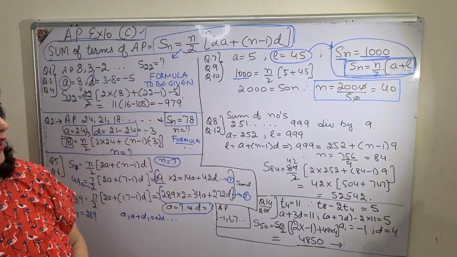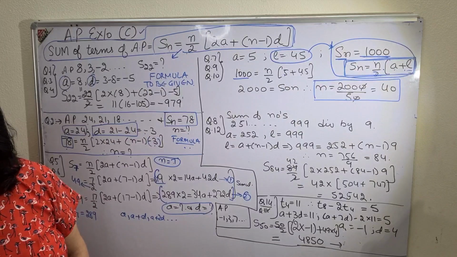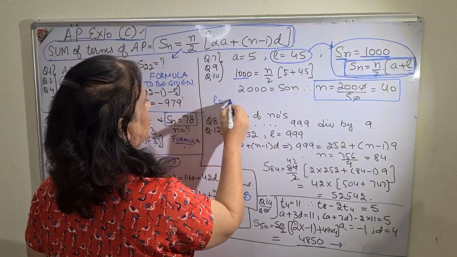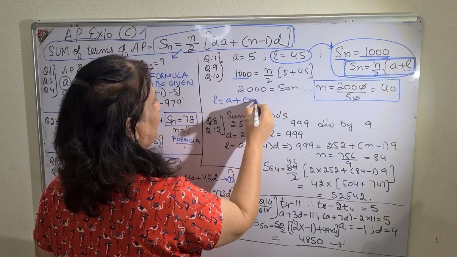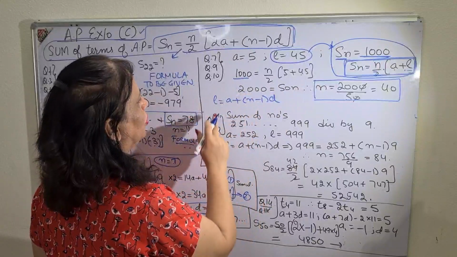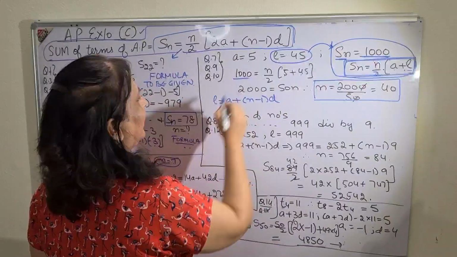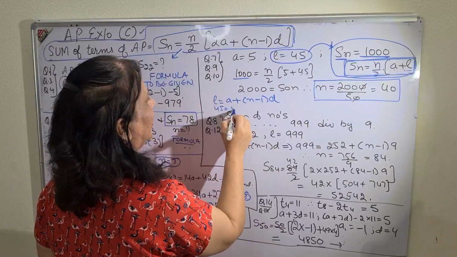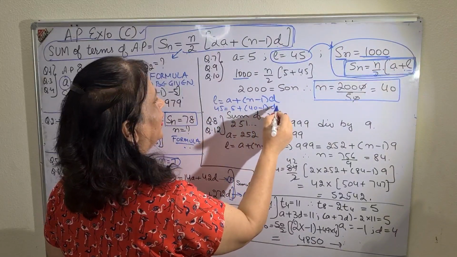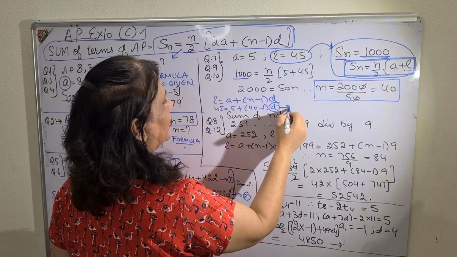So the number of terms I have found, and they also asked me to find the common difference of the AP. So you can do it. L is equal to a plus n minus 1 into d. The last term you know, 45, a you know, 5, n you have found, 40, minus 1 into d, and this will give you the common difference.